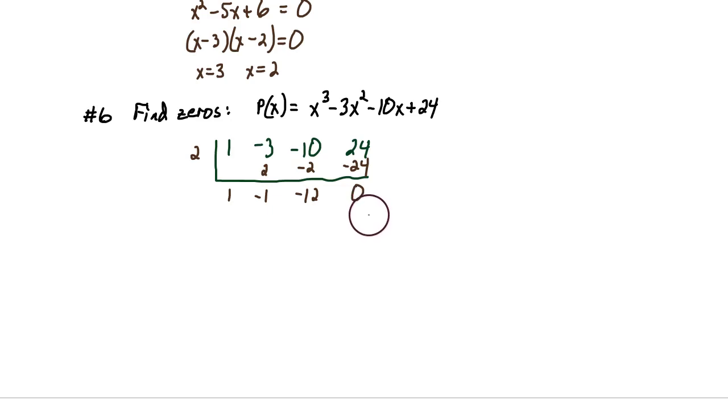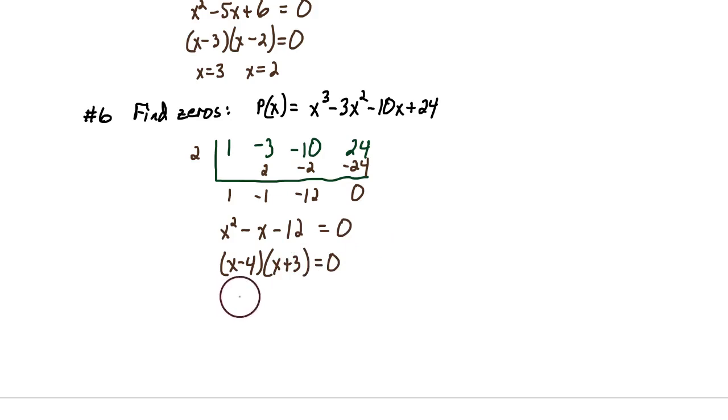So one of the zeros is the number 2. And we have now depressed our polynomial. We can write x squared minus 1x minus 12 and set that equal to 0. Now solve it. This one factors x minus 4 times x plus 3. So in the first parentheses, we get x equals 4, and here we get x equals negative 3. So our zeros are 2, 4, and negative 3.